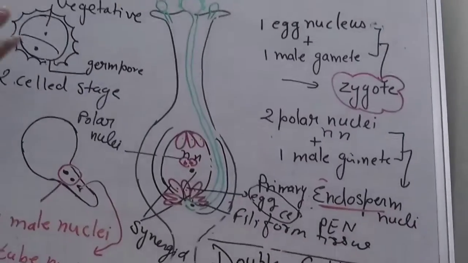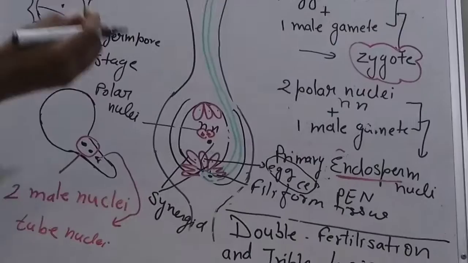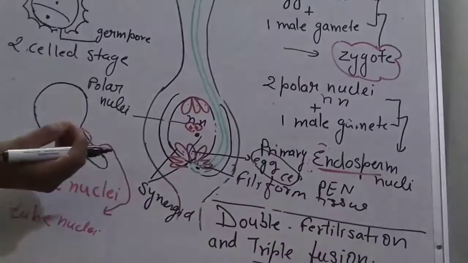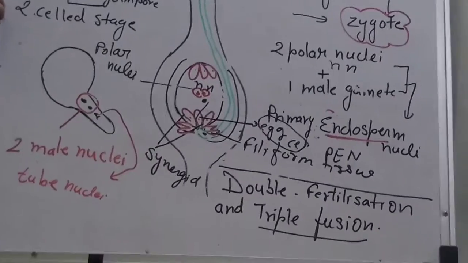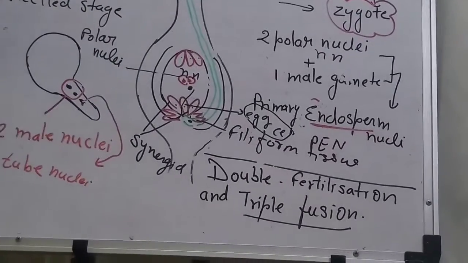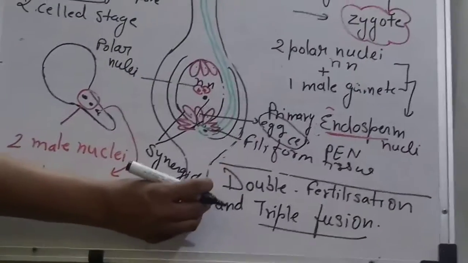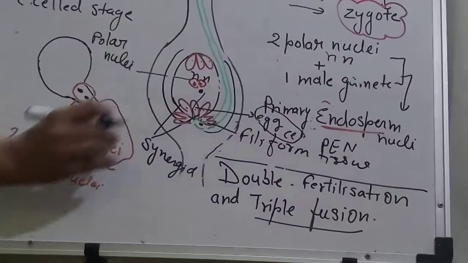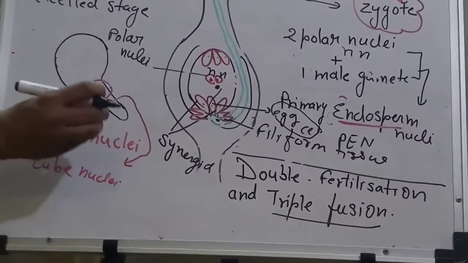So this is the pollen-pistil interaction. A number of questions come related to the function of the filiform apparatus. What is the function of the filiform apparatus? Another question arises: what do you mean by double fertilization and triple fusion? These are special characteristics.